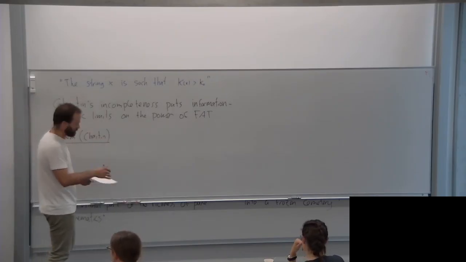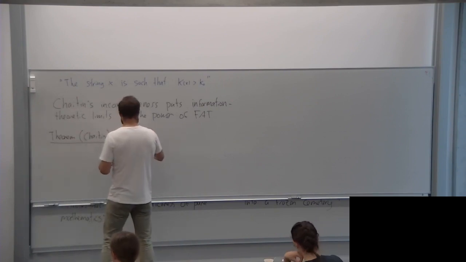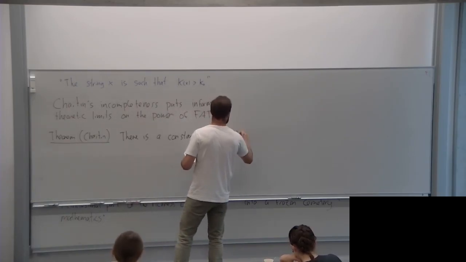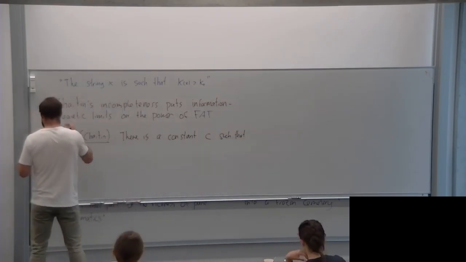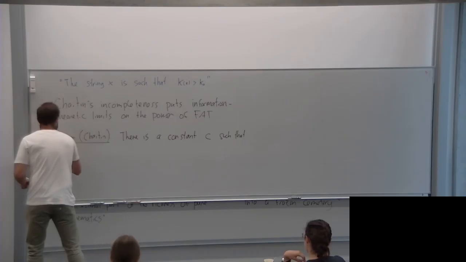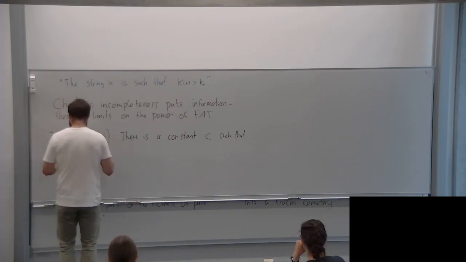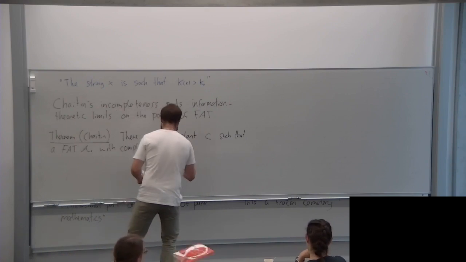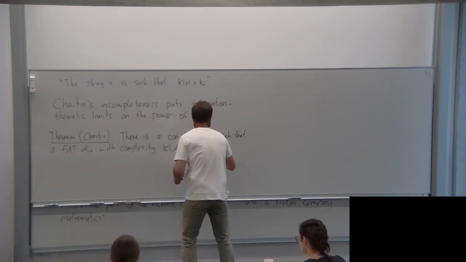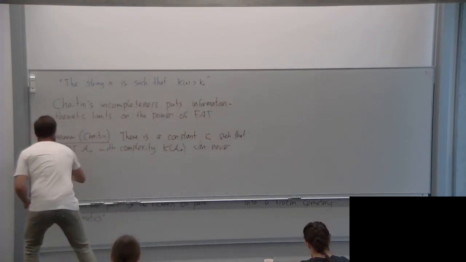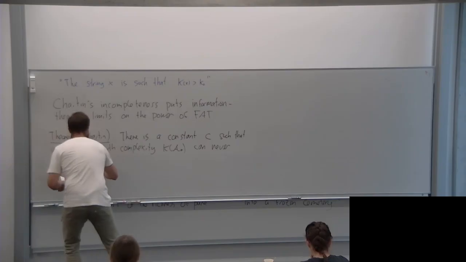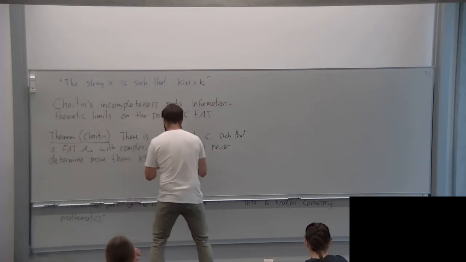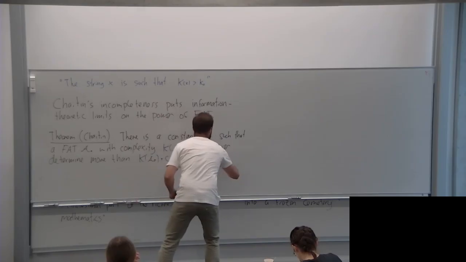I'm just going to be coarse with this one. I don't want to do the exhaustive proof, but there is a constant C such that a formal axiomatic theory A0 with complexity K of A0 can never determine more than K of A0 plus C bits of omega.